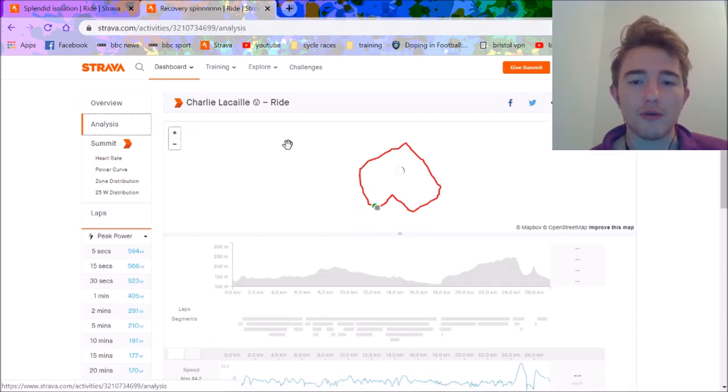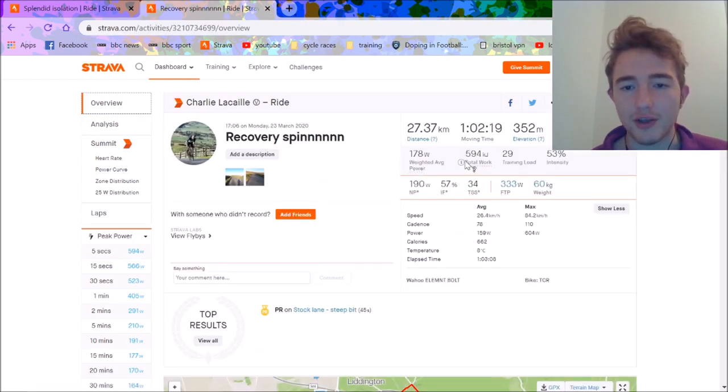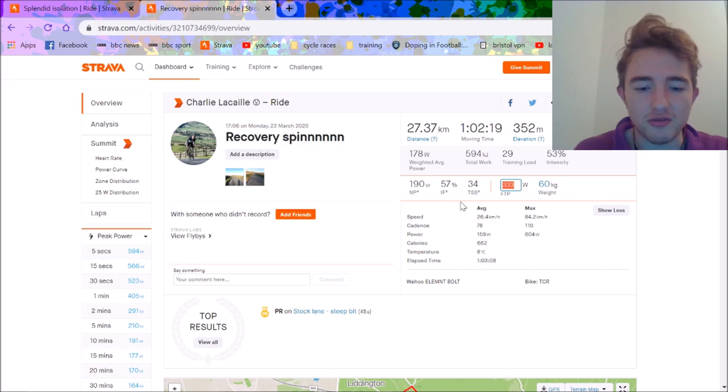So anyway, this is just a recovery ride. Anyway, we'll go back on this. So you look at it and you're like, that doesn't look like a recovery ride. Ignore this FTP, that's when I was odd. We'll change this to what it actually is, just like 25.